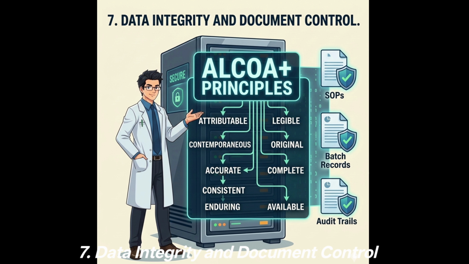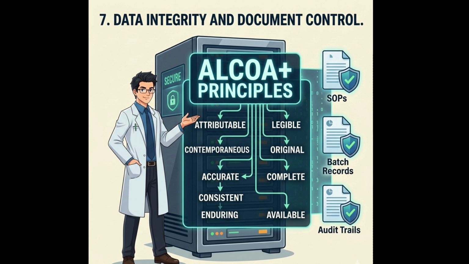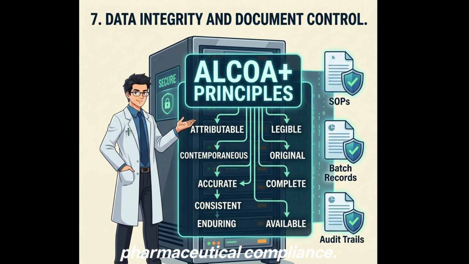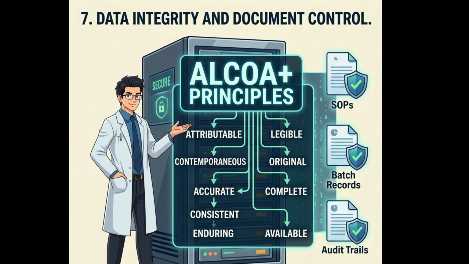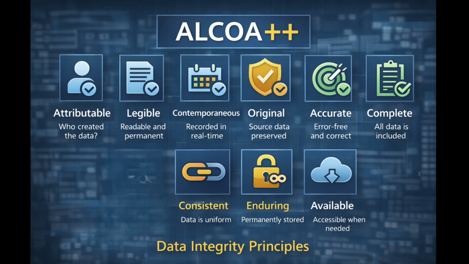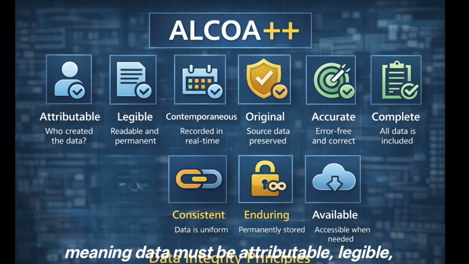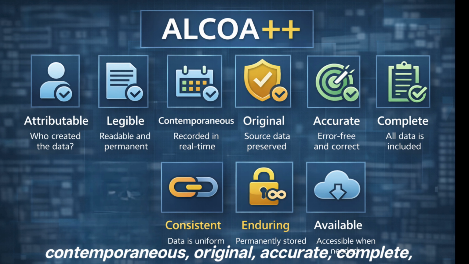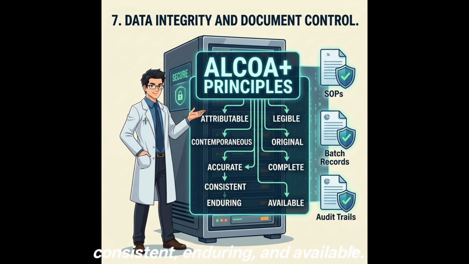7. Data integrity and document control. Data integrity is a critical pillar of pharmaceutical compliance. QA ensures that all documentation follows good documentation practices and ALCOA Plus principles, meaning data must be attributable, legible, contemporaneous, original, accurate, complete, consistent, enduring, and available.